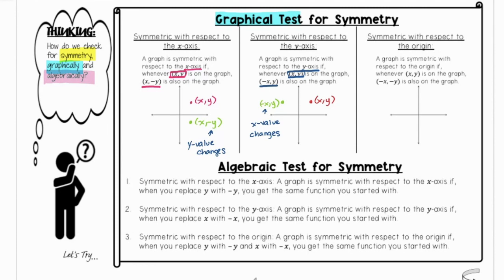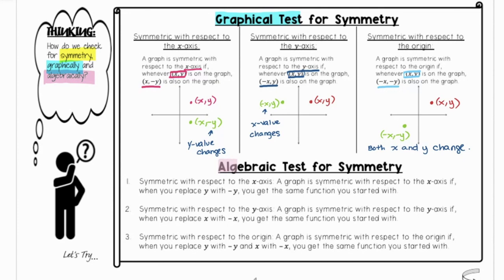And our last case, we have symmetric with respect to the origin. A graph is symmetric with respect to the origin if whenever we have the point (x, y) on the graph, (-x, -y) is also on the graph. So let's say I had my original point (x, y), my reflected point would be somewhere here. And what happens? Both x and y change. So that's a graphic approach, looking at the ordered pair.